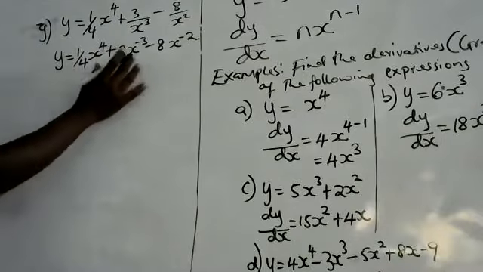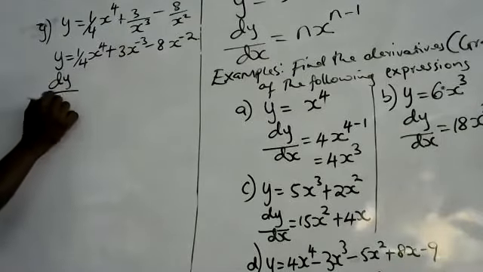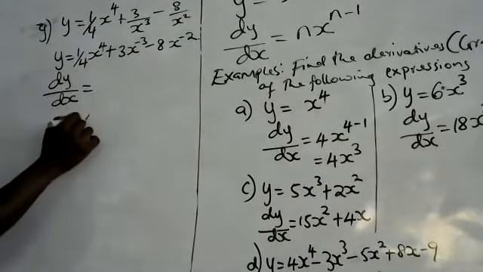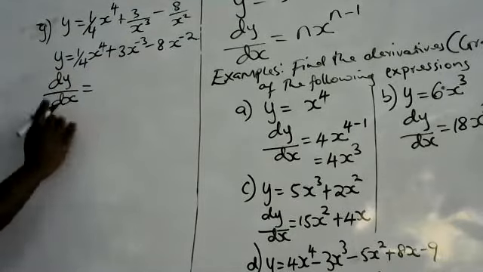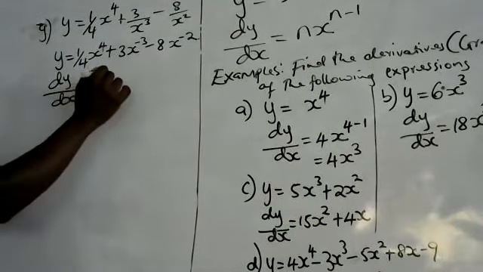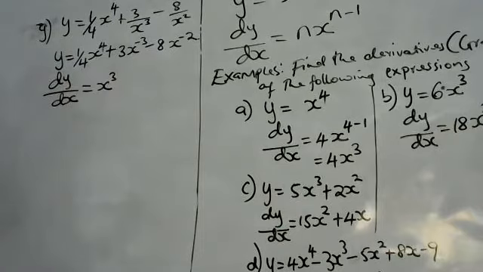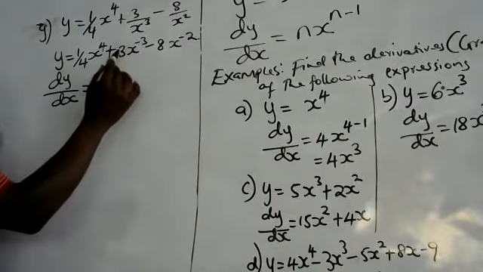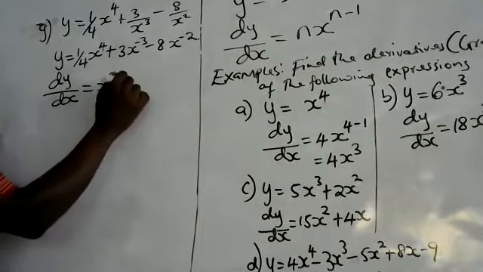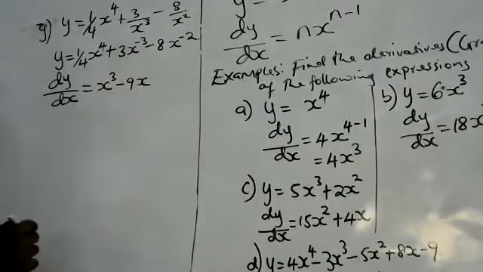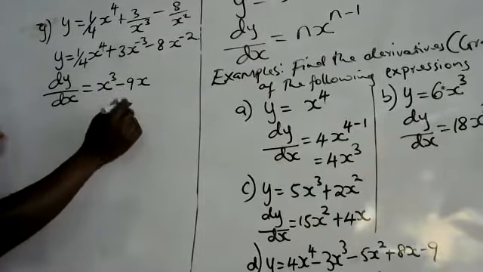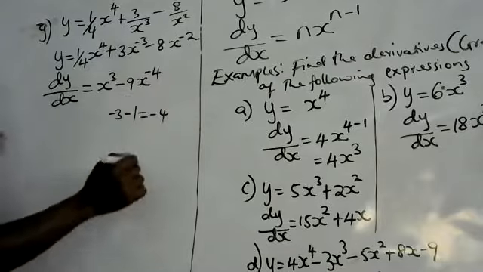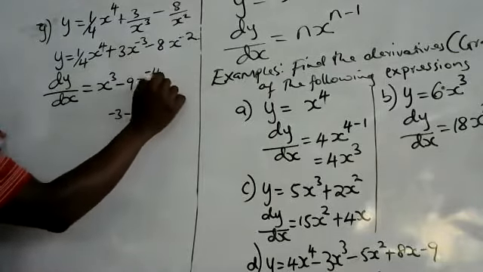Now that we have this, we can now get the derivative, which is dy over dx, which will be given by 4 times a quarter. 4 and 4 will cancel, so we shall remain with x power 3. Remember, always the power must be reduced by 1. This negative 3 times positive 3 will give us negative 9x. What about the power? Remember, we had a negative 3, then we minus 1. You find that this is the same as negative 4. Negative and negative will be positive.